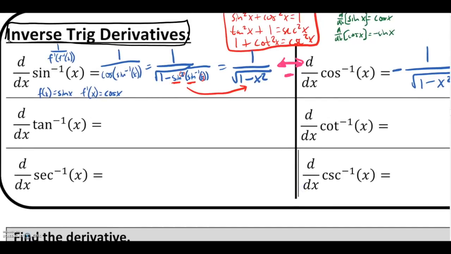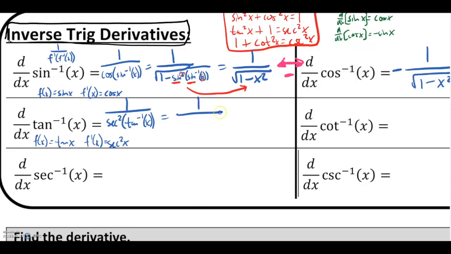Looking at tangent inverse of x, your original function would be tangent of x, and the derivative of tangent is secant squared. So setting up using your formula for the inverse derivative, we have 1 over f prime, which is secant squared, of the inverse function that we have, in this case tangent inverse. Again, we're going to use another one of those Pythagorean identities. Well, secant squared is tangent squared of x plus 1.